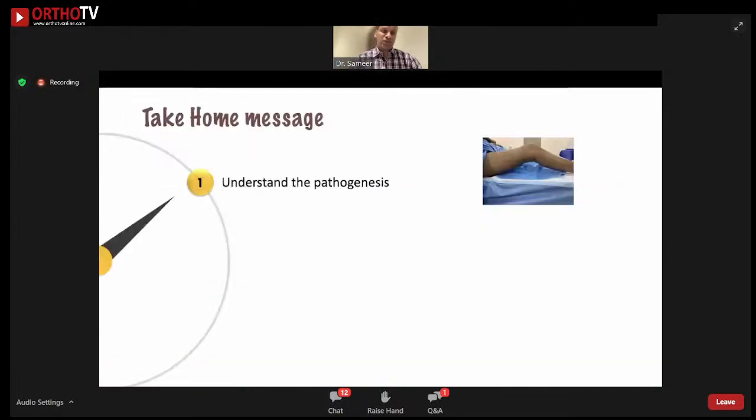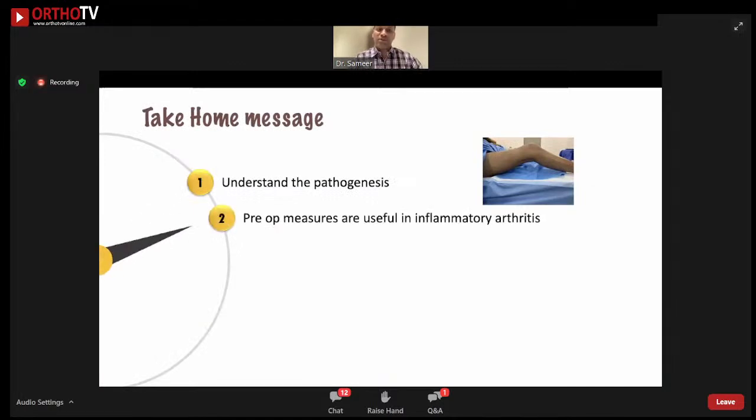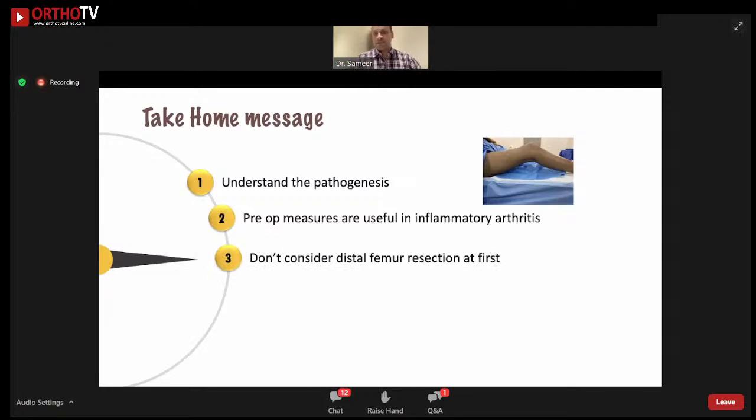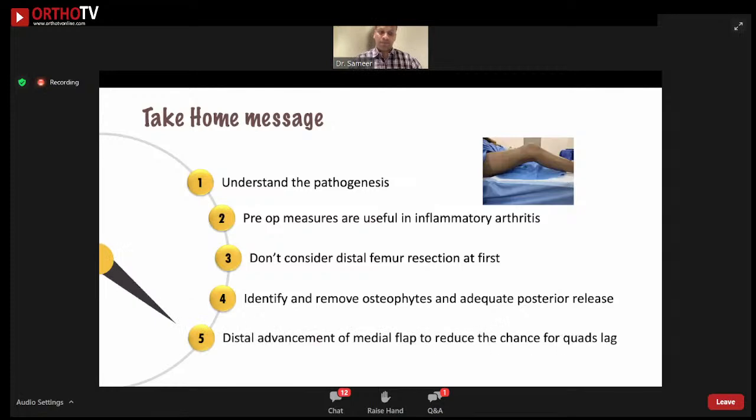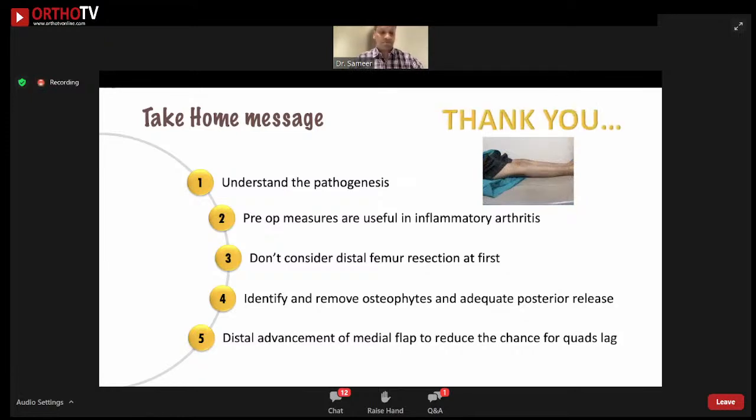So the take home message is: understand the pathogenesis. Preoperative measures are useful in inflammatory arthritis, and don't consider the distal femur resection at the first stage. Identify and remove osteophytes, and adequate posterior release is the key in managing the flexion deformity. And advancement of the medial flap to reduce the chance of quadriceps lag will help you correct the flexion deformity. Thank you.